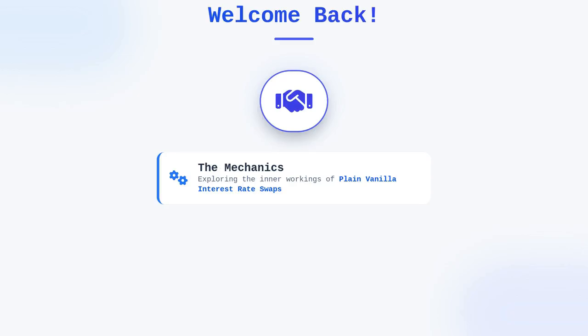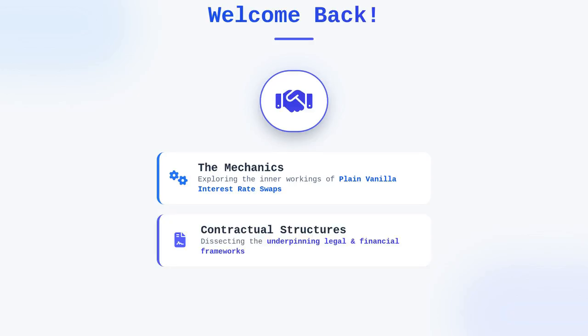Welcome back to the course, where we turn our attention to the mechanics of plain vanilla interest rate swaps. In this lesson, we will dissect the contractual structures that underpin these fundamental derivative instruments.